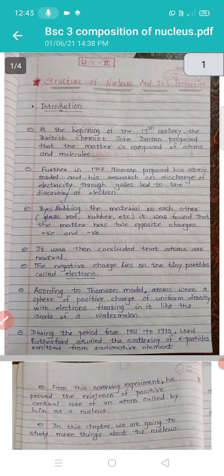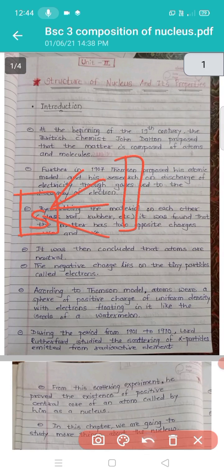According to the Thomson model, atoms were a sphere of positive charge of uniform density with electrons floating in it like the seeds of a watermelon. Everyone knows watermelon. During the period from 1901 to 1910, Lord Rutherford studied the scattering of alpha particles emitted from a radioactive element.